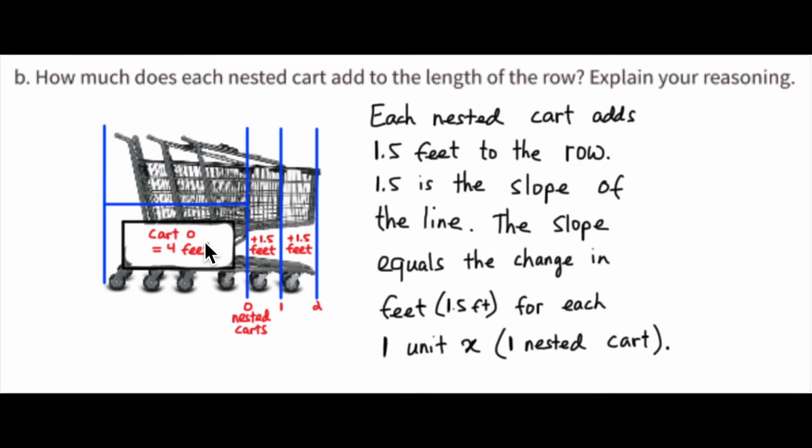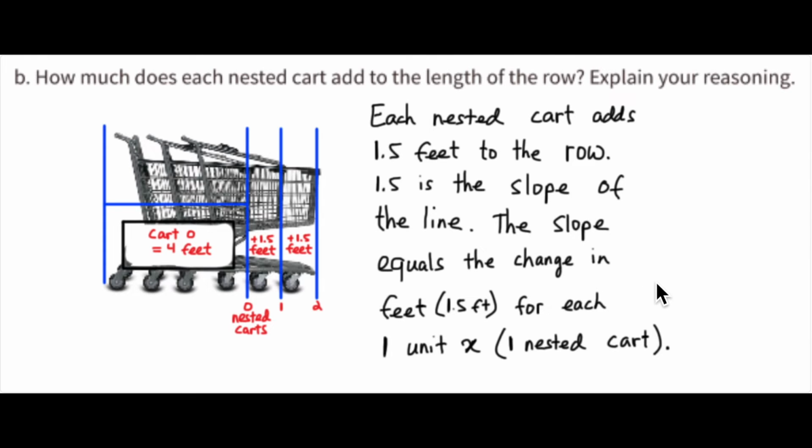So cart 0, which is the starting cart, equals 4 feet. And every nested cart after that adds 1.5 feet to the length. That is the slope, 1.5 feet for every nested cart. So each nested cart adds 1.5 feet to the row. 1.5 is the slope of the line. The slope equals the change in feet.